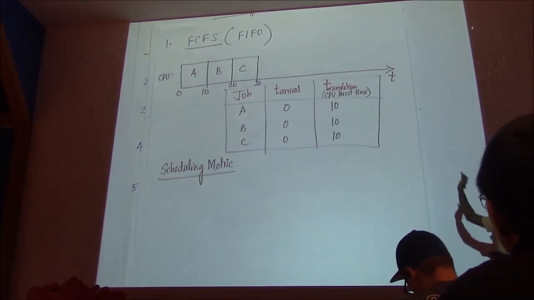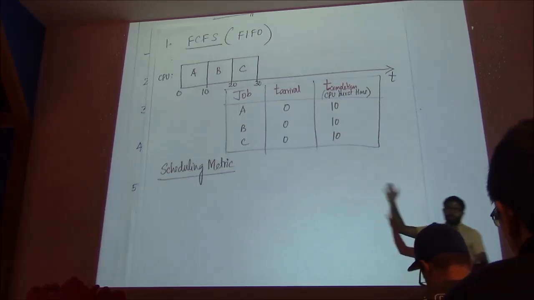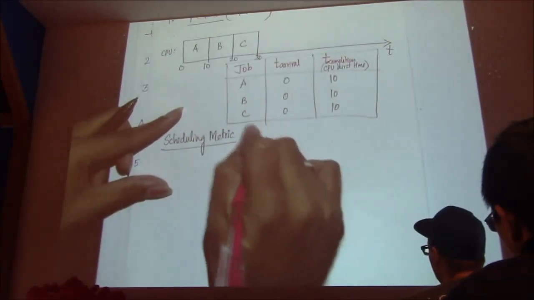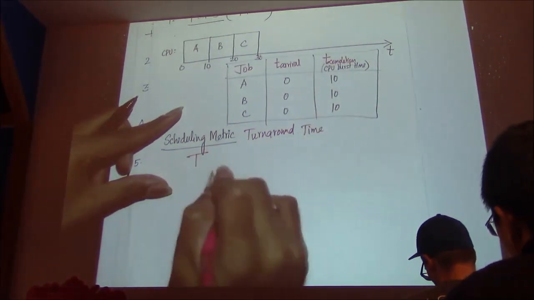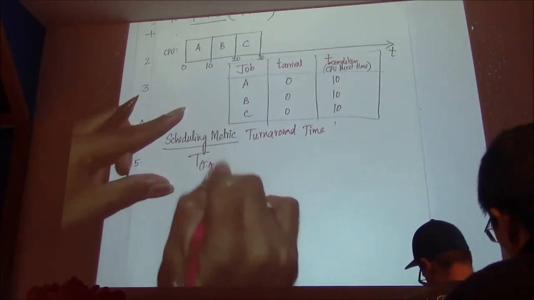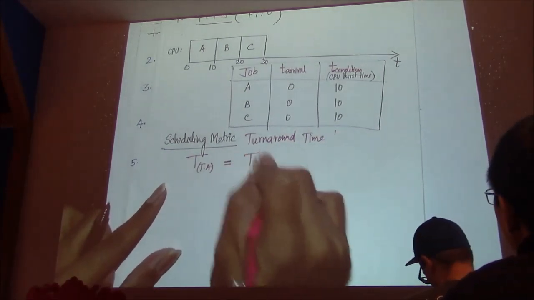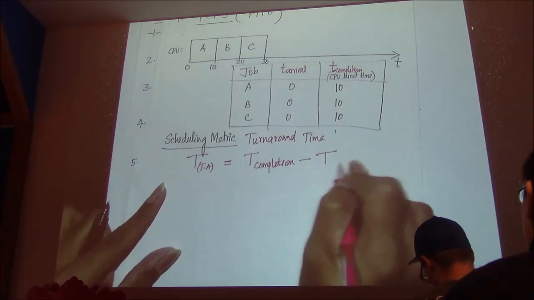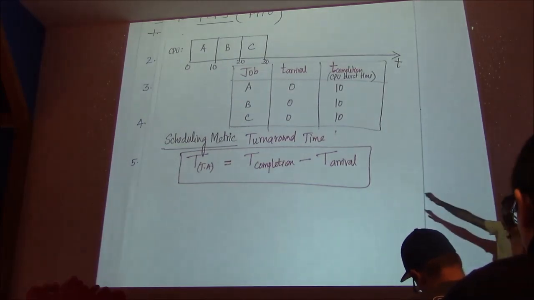Whenever we have a scheduling policy, we would like to evaluate that particular policy using some metrics. And the first metric that we are going to use to evaluate is called the turnaround time. So T turnaround, time for turnaround. And this is nothing but the time of completion, the time when the particular job was completed, subtracted by the time of arrival. This is called the turnaround time.